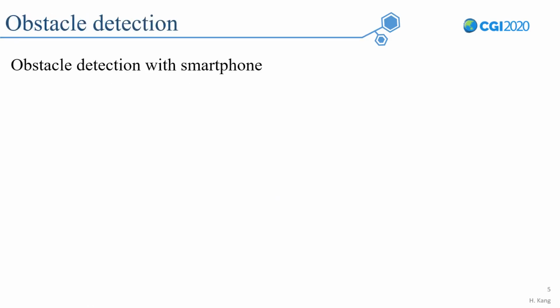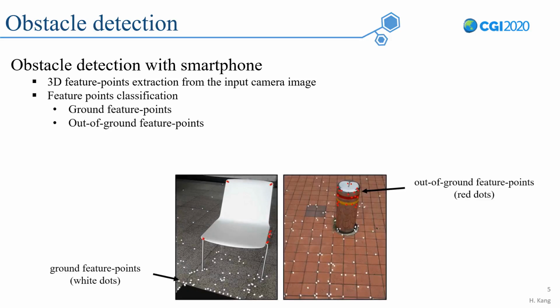The obstacle detection is achieved by using smartphones' built-in sensors. We first used the visual inertial odometry functions and extracted 3D feature points from the input camera image. Then, we classified the feature points into 2 groups, ground feature points and out-of-ground feature points. If the out-of-ground features are close to each other and their counts exceed the predefined threshold, we judged that the features make up an obstacle.